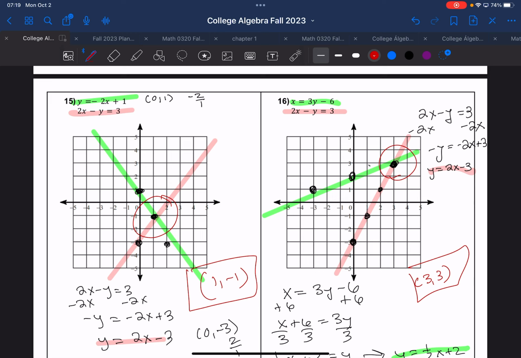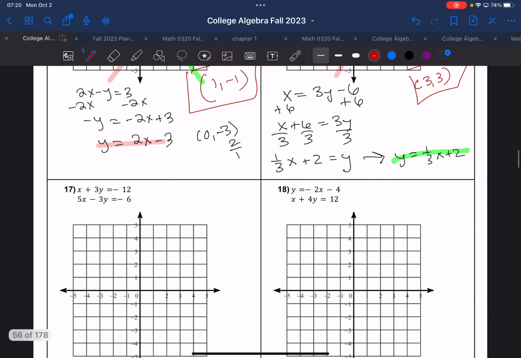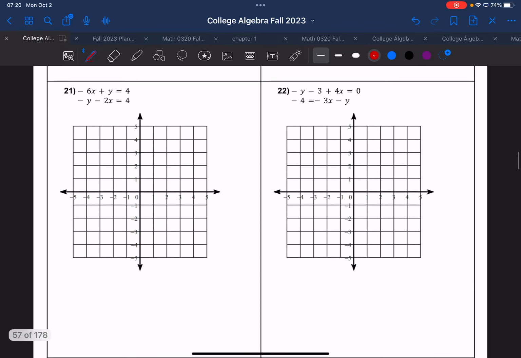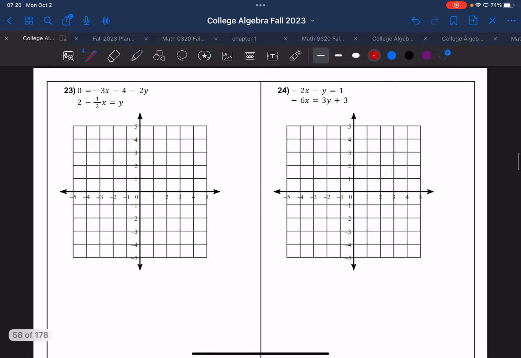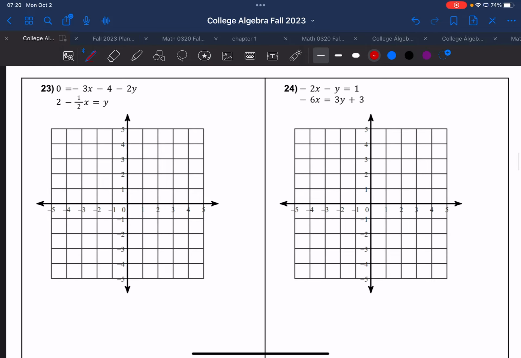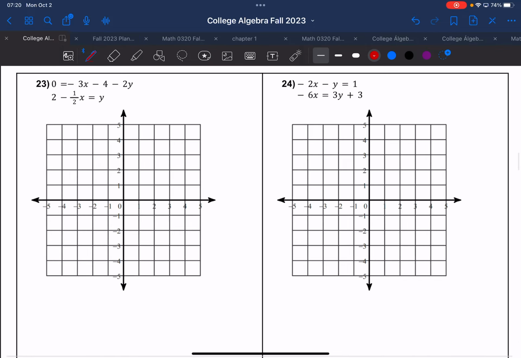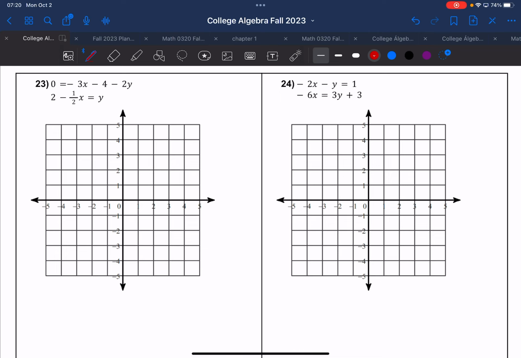Okay, let's look at, I'm kind of skipping around a little bit here. Let's look at 23, 24 next. Let me make sure we get all the concepts covered.